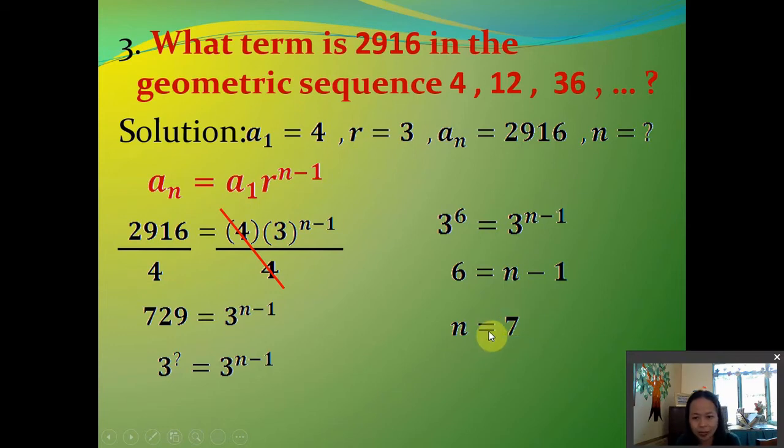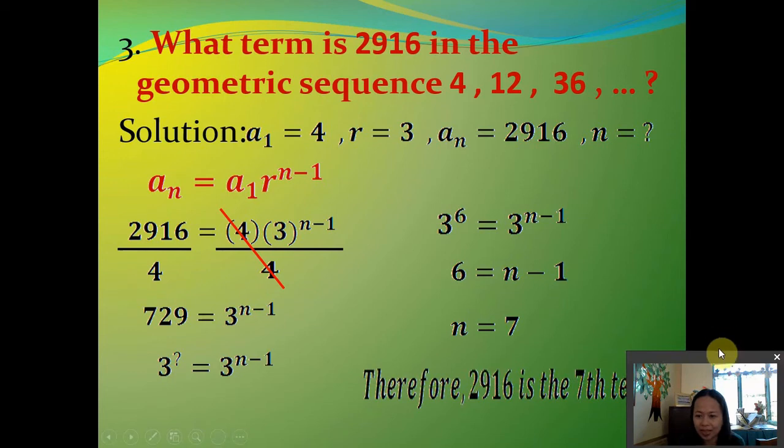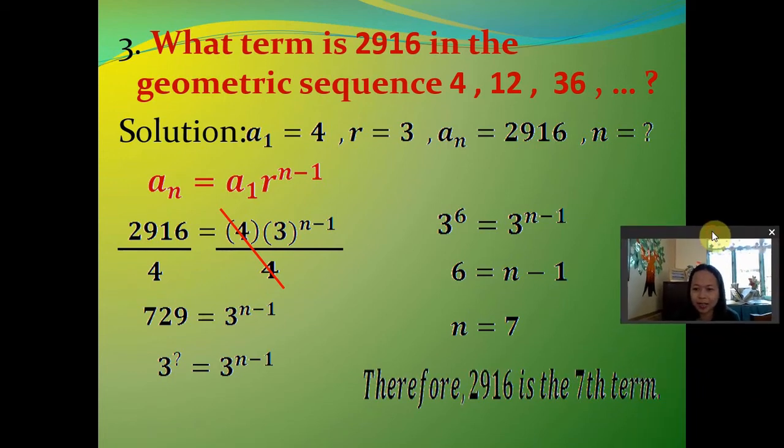So are we done for this problem? Is this the final answer? No, it's not. We are asked to find what term is 2,916. So our final answer will be this one. Since our n is 7, we can say, therefore, 2,916 is the 7th term. So this is now your final answer. This term here, 2,916, is our 7th term, since our n is 7. Okay, hope you understand this part.